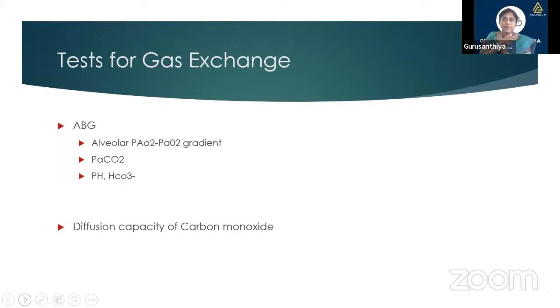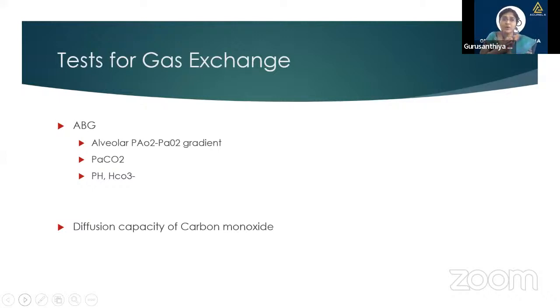So why we have to test gas exchange is that it is a function of the lung parenchyma. You are inspiring deeply, you are expiring deeply, but when the parenchyma is damaged, there is going to be no gas exchange and the patient is not going to take in oxygen or bring out carbon dioxide. So you need to know whether the lung parenchymal function is normal. How do you do it? You do a plain ABG.